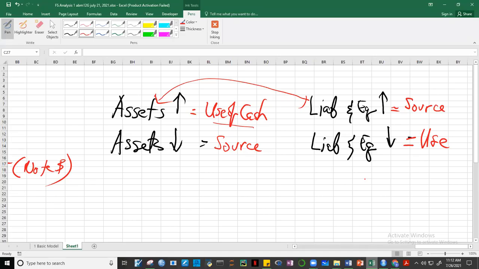Para hindi tayo nagkakamali, para hindi niyo na iisipin masyado kung ano ba to, source of cash o use of cash. Pag assets tumaas, use of cash yun. Assets bumaba, source of cash. Opposite naman. Kaya nga sabi ko guys, ito lang kailangan nyo tandaan. Okay? Only remember this kasi everything guys will emanate from this one. Okay? Assets tumaas, syempre pag assets bumaba, opposite yun ng use of cash. Sa liabilities and equity naman, pag pareho silang tumaas, yung isa use of cash, yung isa source of cash.